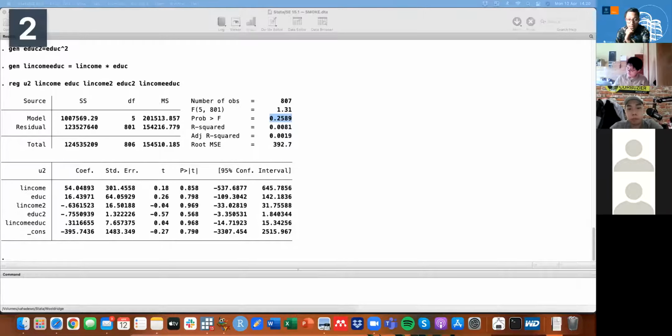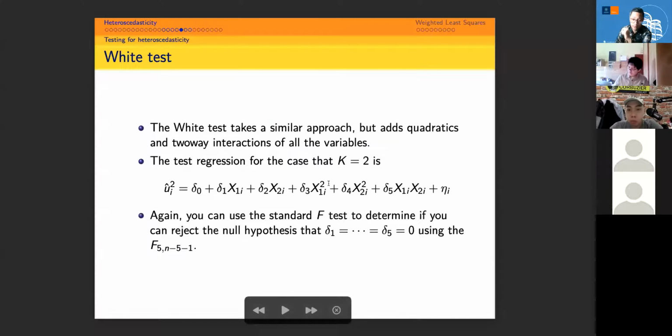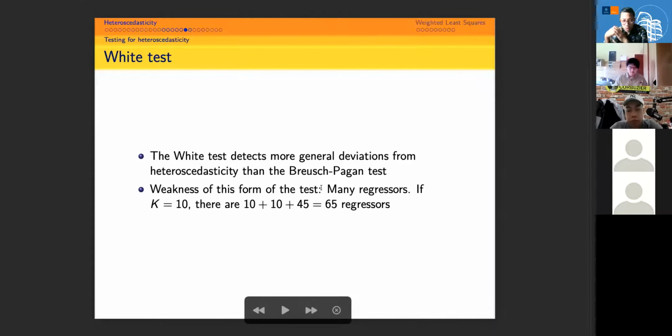So I'm going to go back to the slide and let's discuss the alternative White test. Okay. So the issue with the White test is that there are many regressors. So for example, if you have 2 regressors, log income and education, you need 3 additional variables. Now, if you have 10 explanatory variables, then you need to add the squared variables. So you have 10 plus 10 squared variables, and then plus 45. 45 is the number of interaction variables generated by the 10 variables.